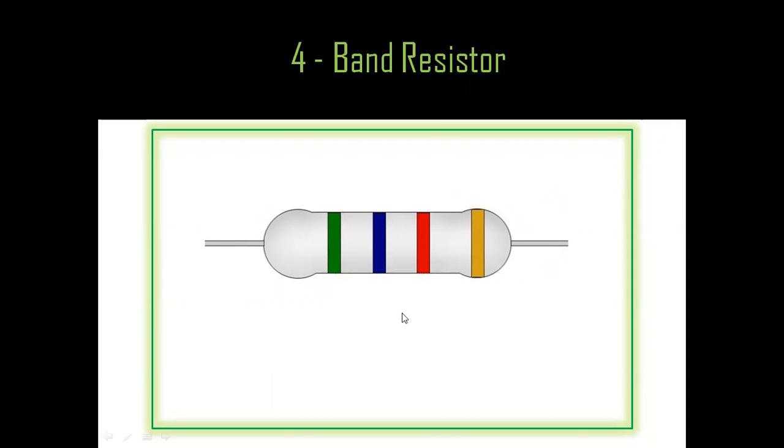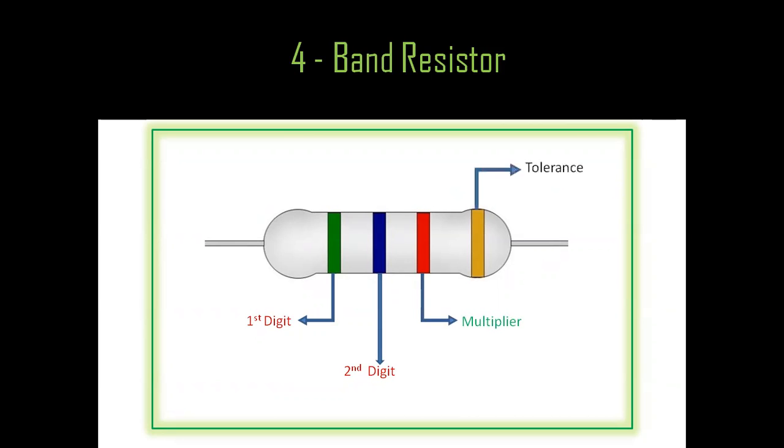Out of these 4 bands, the first 2 bands define the first 2 digits in the value of the resistor. The third band represents the multiplier and the fourth band defines the tolerance value for that particular resistor. Now, depending on the color of these color bands, the value of the resistor will change. Let's find out the relationship between the color and the value that is represented by that particular color.